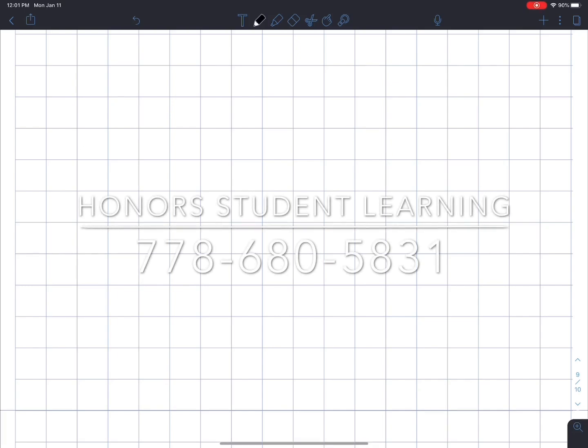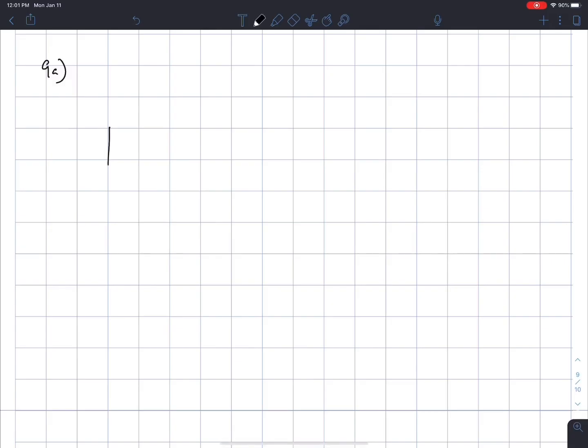Okay, moving on to question 9. 9a. So here we have an irregular shape. We know that this is 5, 8, 4, and 2. So usually what I like to do is use the bigger shape minus the hollow shape.